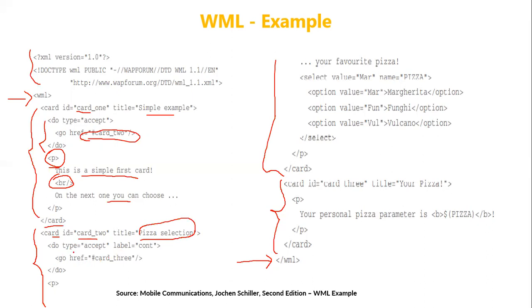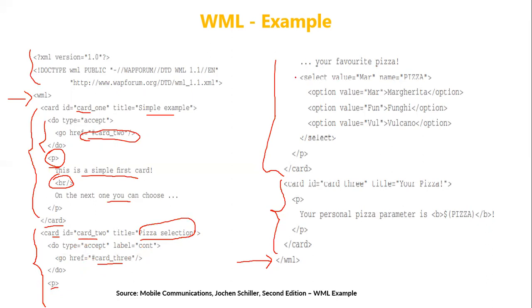Here also we are including a do type accept, and there is a label called continue, and an href which internally refers to card 3. So if you click on this continue, it will go to card 3. There is a paragraph tag inside this card tag, which says select your favorite pizza.